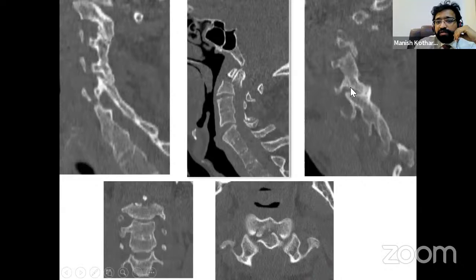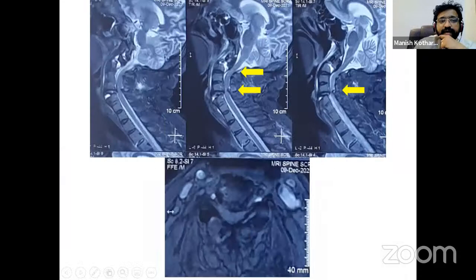So we don't know whether this is fresh or old. Same on the coronal views and the axial views. And that's the MRI. So MRI shows a C2 fracture as we already know. But there's a clear disc signal. This is what we were talking about initially. There can be traumatic disc ruptures also.